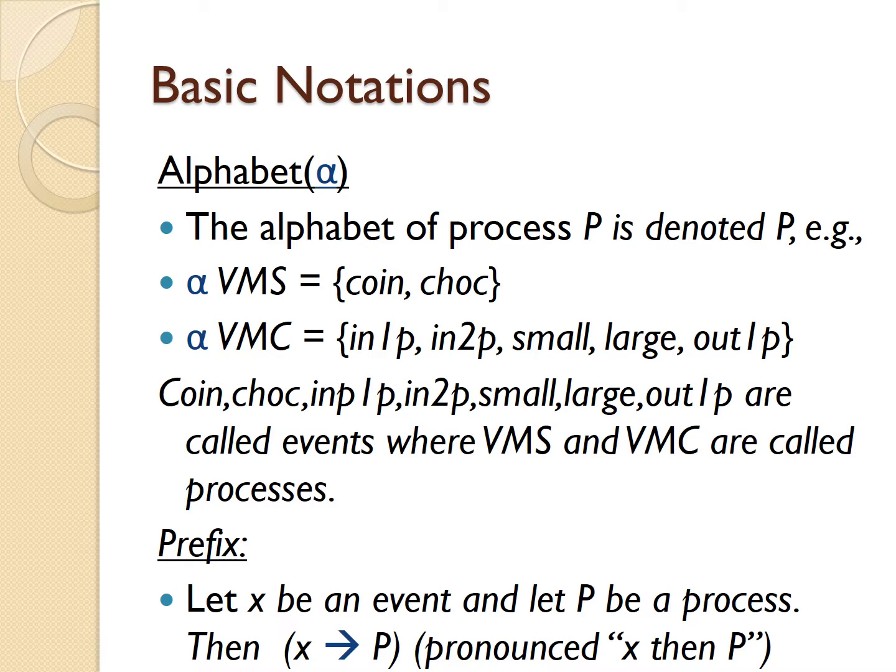The other notation we introduce is prefix. Let x be an event and let P be a process. Then x then P, pronounced x then P. We denote prefix by an arrow mark. x is the small one, which is called an event. It should be on the left. P is called a process. That should be followed strictly: the right side should be a process and the left side should be an event.